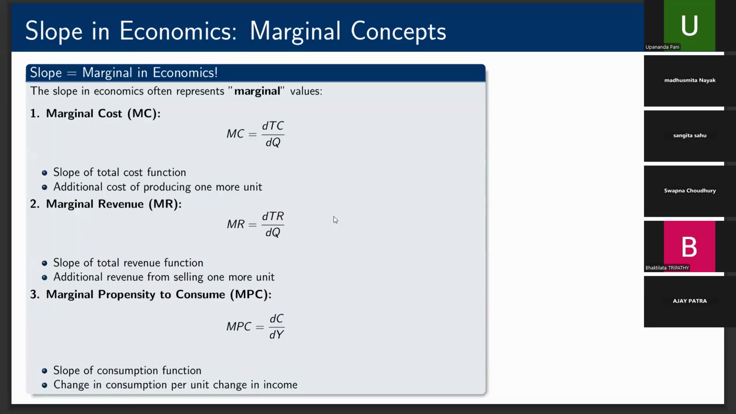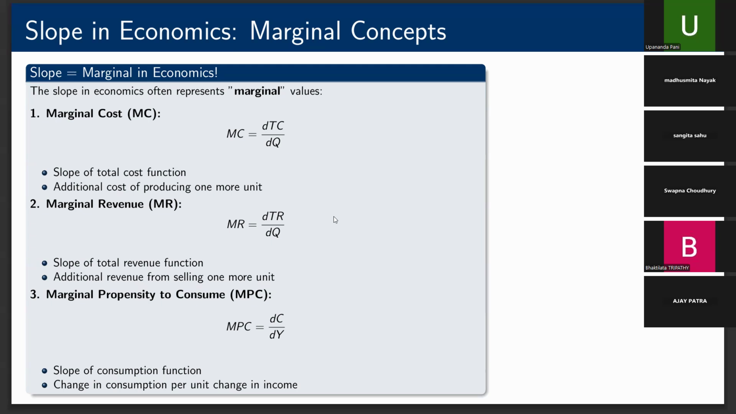Then, slope is used to find out the marginal value of a function. If it's a cost function, that means we are given the total cost function. Take the first order derivative of the total cost function, which is the marginal function.